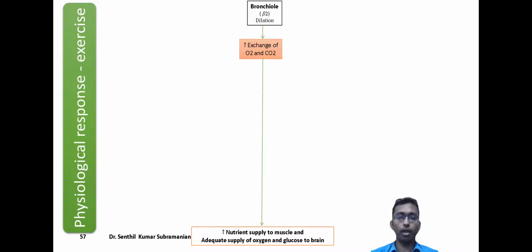Through its action on the lungs, it causes bronchodilation through beta-2 receptors. This helps in increased exchange of oxygen and carbon dioxide. Oxygen uptake is increased while the carbon dioxide produced during the exercise is given out. This helps in moving the oxygen to the muscles, at the same time maintaining adequate oxygen supply to the brain also.